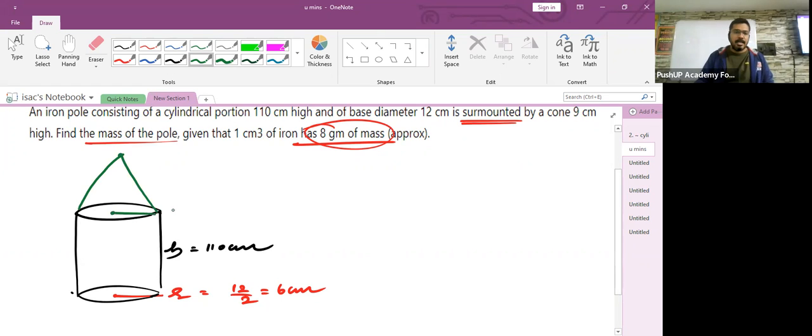So it's indirectly telling you that the radius of the cone is also going to be how much? 6 centimeters. This was the logic. Every time I tell you solids are surmounting, whatever is the base radius of the first solid, the same is going to be the base radius of the second solid. Store this in your mind.